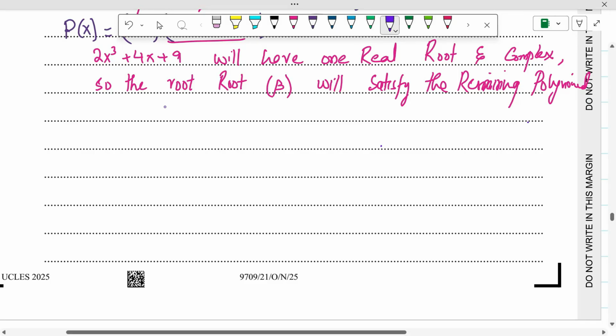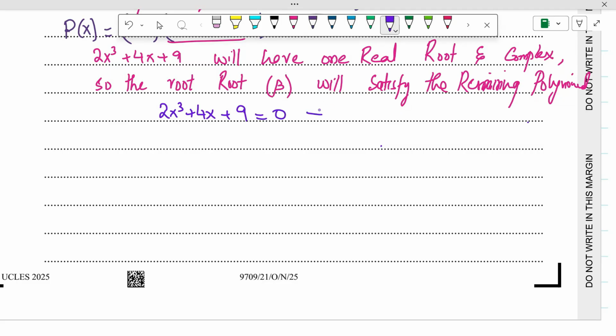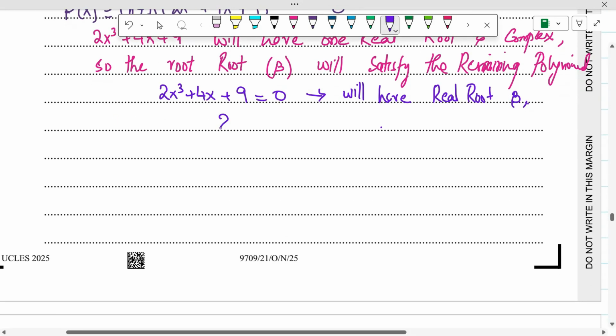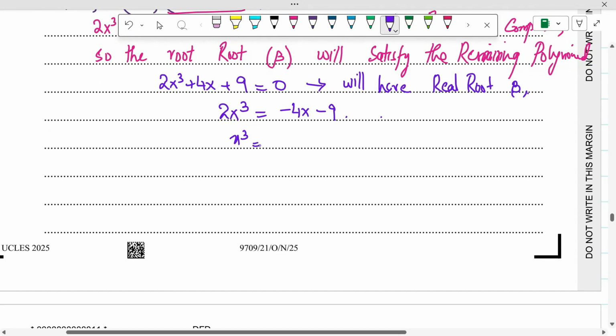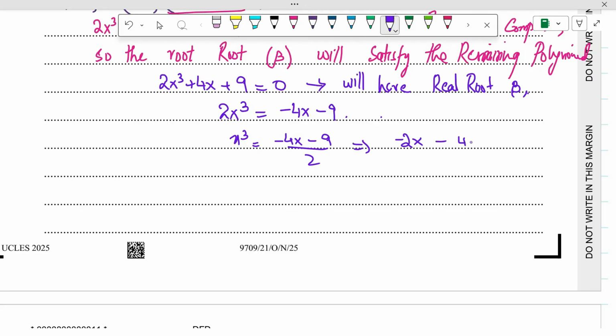So we can say that 2x cubed plus 4x plus 9 is equal to 0 will have real root beta. So this equation can be solved further by switching 4x and 9 to the right side. We will have negative 4x minus 9. So x cubed is equal to (negative 4x minus 9) over 2, which is equal to negative 2x minus 4.5.